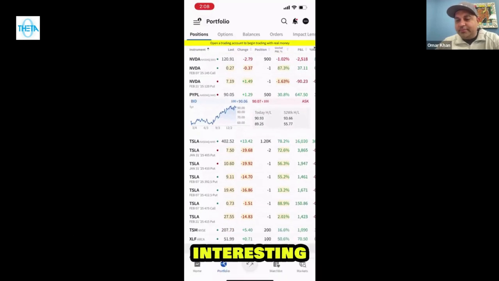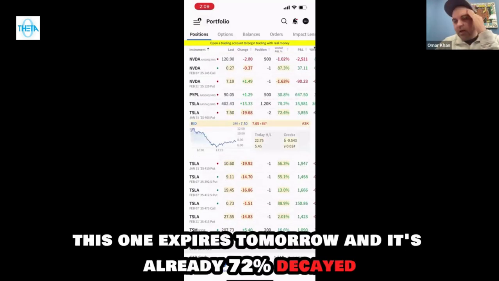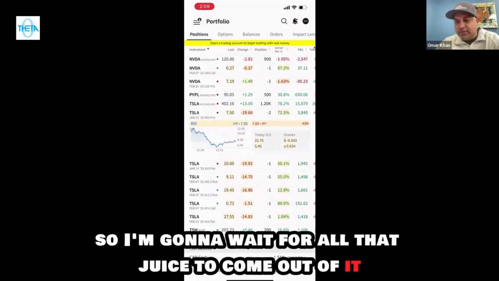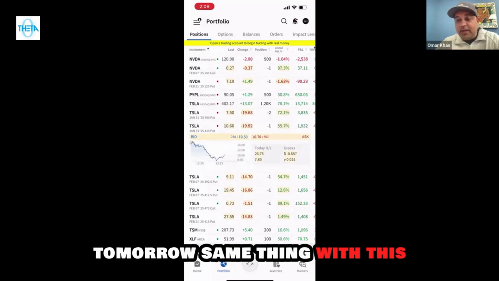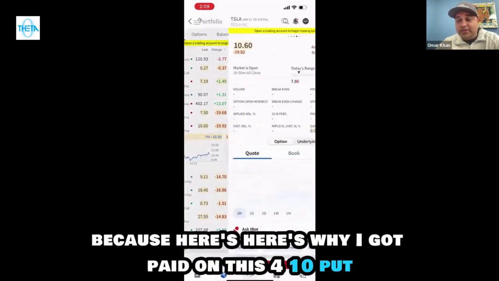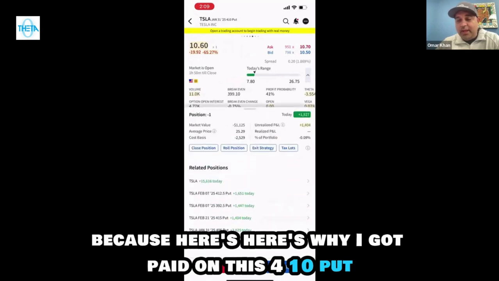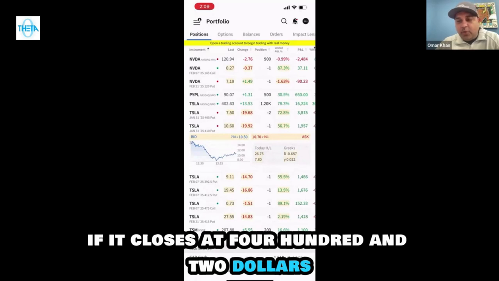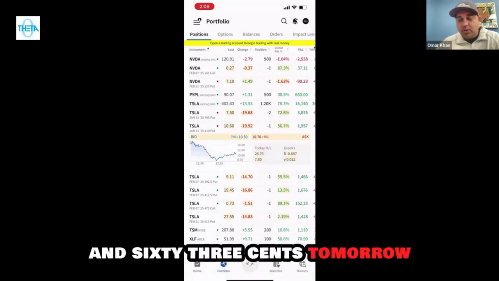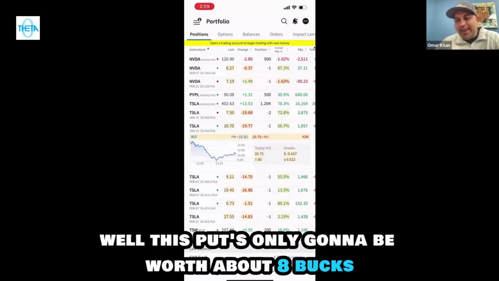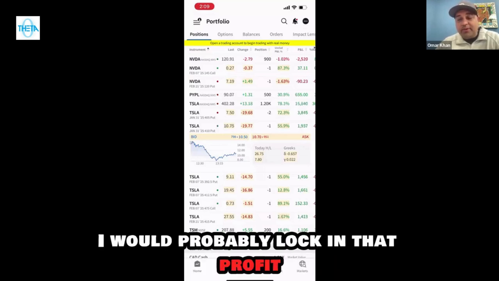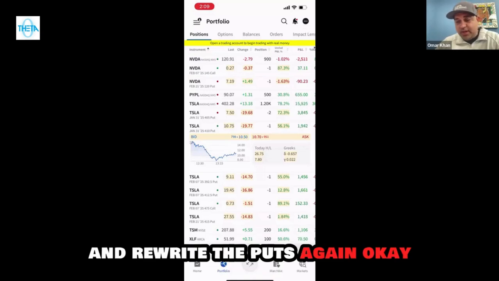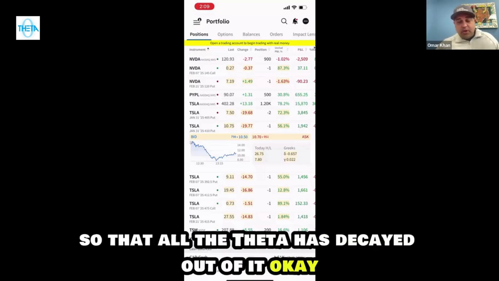Tesla, interesting. This one expires tomorrow, and it's already 72% decayed, so I'm going to wait for all that juice to come out of it tomorrow. Same thing with this. I may consider buying this 410 put back because here's why. I got paid $25.29 on this 410 put. If it closes at $402.63 tomorrow, this put's only going to be worth about $8. I would probably lock in that profit and rewrite the puts again, okay? But I'm going to wait till tomorrow so that all the Theta's decayed out of it, okay?